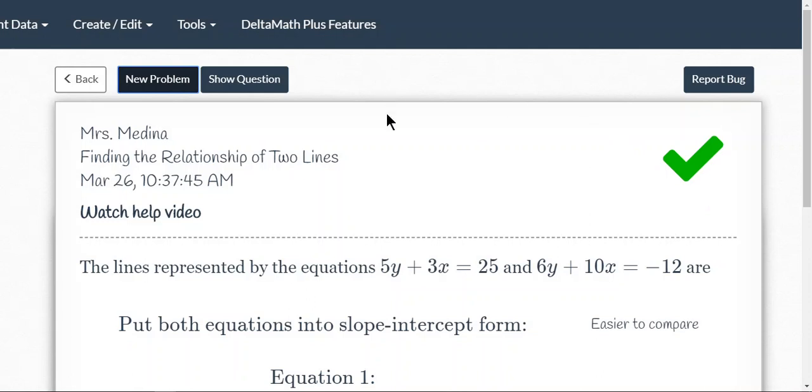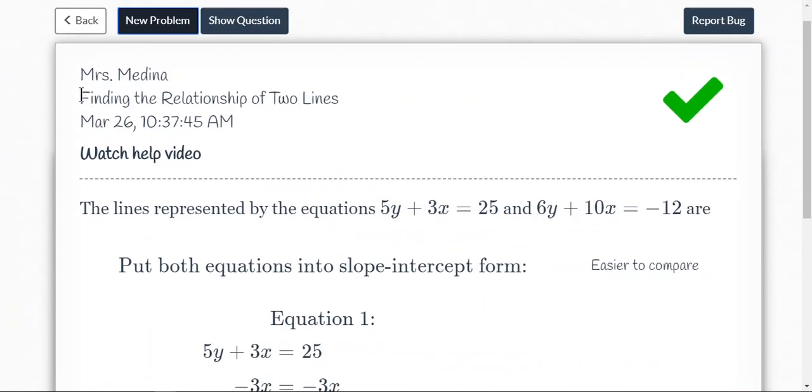All right, so I hope this helps you in solving the problems and finding the relationship of two lines. And please remember to learn how to do it correctly because I'm still going to give you more work on this, okay?